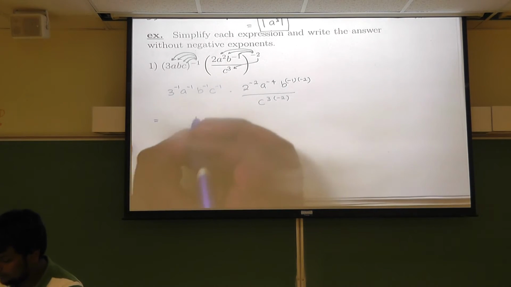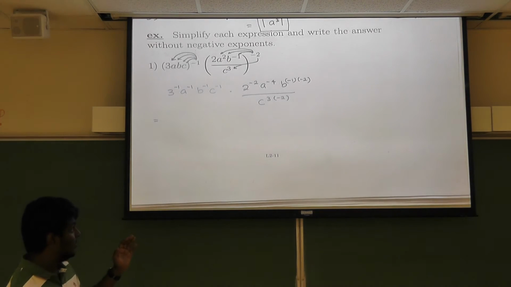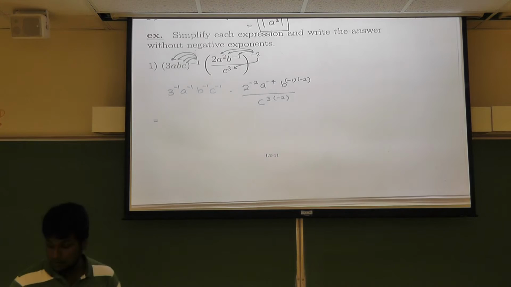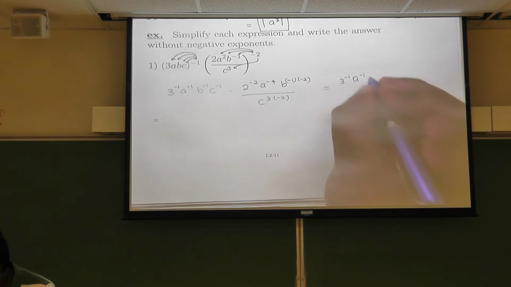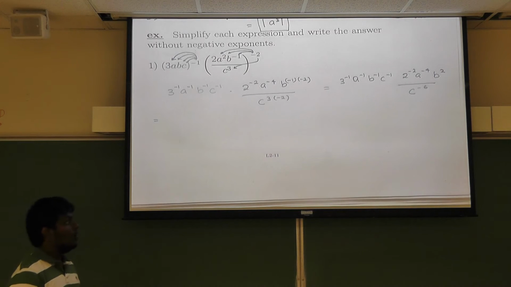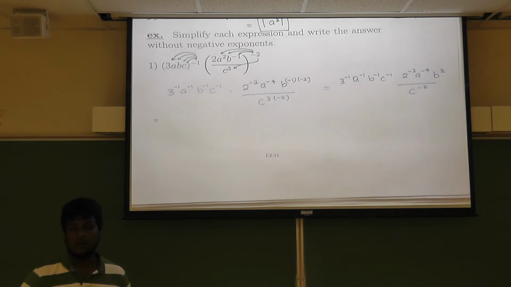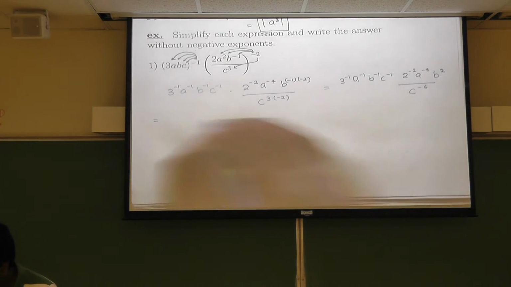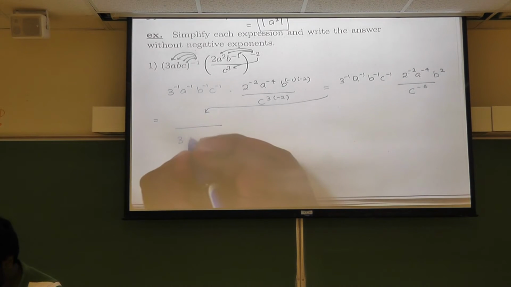Now I can see that there are some negative exponents on the top and some on the bottom. Let me rewrite it really quickly. That would be 3 to the -1, a to the -1, b to the -1, c to the -1, over 2 to the -2, a to the -4, b to the 2, c to the -6. Now, all the things with negative exponents should switch sides and become positive. So 3 on the top will become 3 in the bottom, so 3 to the 1, a, b, c.